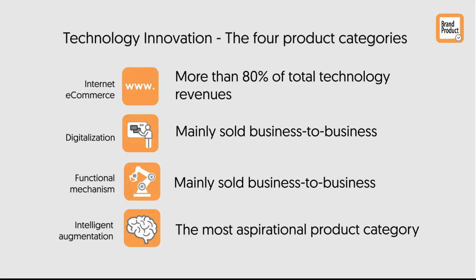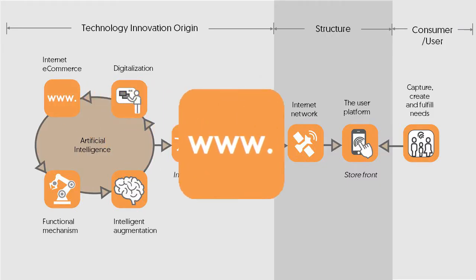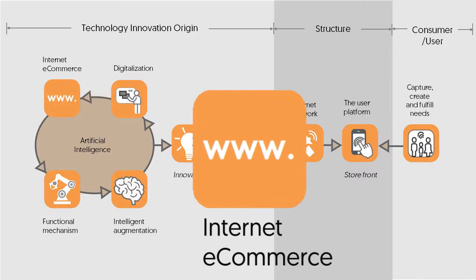Products behave similarly within their assigned categories, and sales and profit opportunities can be evaluated based on their categories. More than 80% of technology revenue is generated by products under the e-commerce category. The products assigned to the digitalization and functional mechanism categories are mainly sold business to business. The intelligent augmentation category is the most aspirational. Let's look at examples of products within each category, starting with e-commerce.